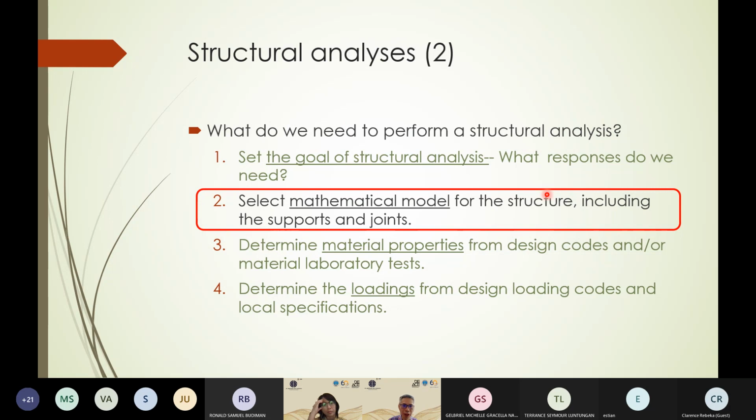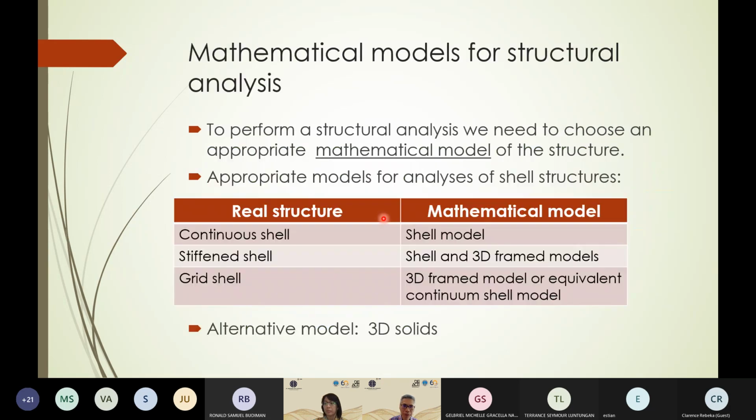Okay, let's now move to the second issue of the structural analysis. That's the mathematical model of the structure. To perform a structural analysis, we need to choose an appropriate mathematical model of the structure. Appropriate models for analysis of shell structures, because our topic is shells. If our real structure is continuous shells, I think the natural choice is shell models.